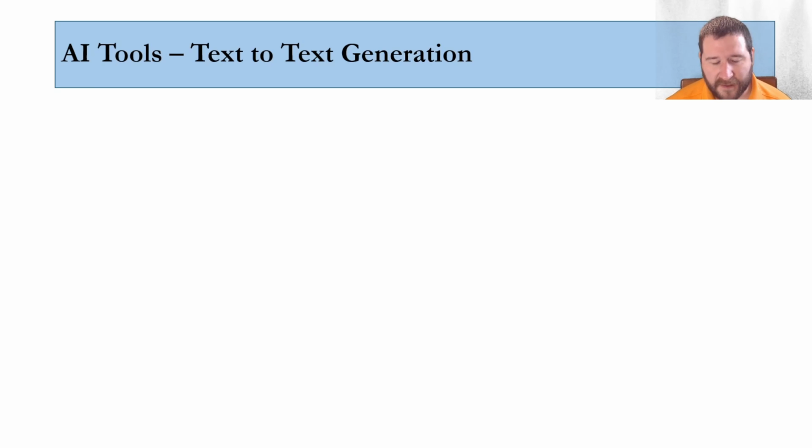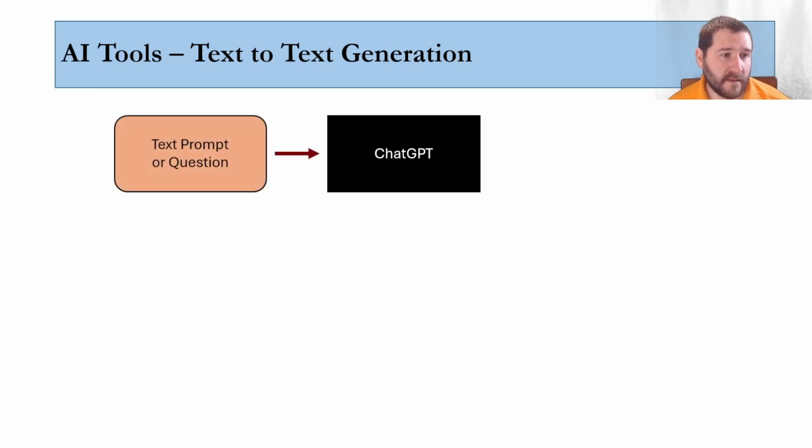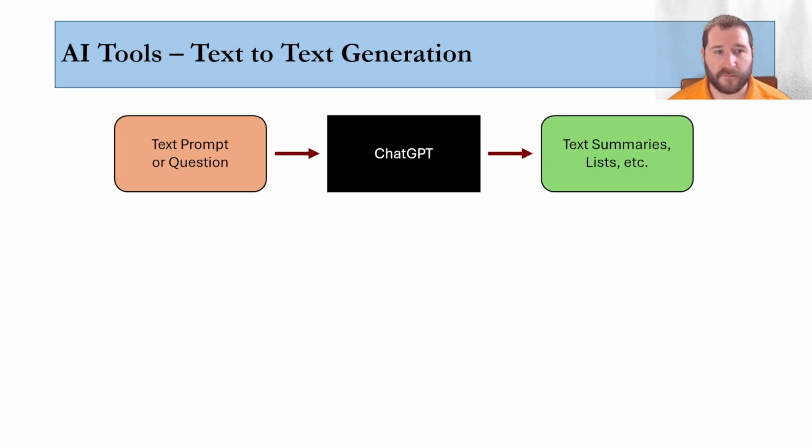And I think one of the most mainstream ideas when people think of AI is text-to-text generation. That's the idea that we take a program, most people know ChatGPT, and we plug text in. Maybe there's a prompt or a question, and we're going to get text out from ChatGPT. There's going to be text summaries, lists, that sort of thing. So the first type of tool is text-to-text generation. We put text in, we get text out.